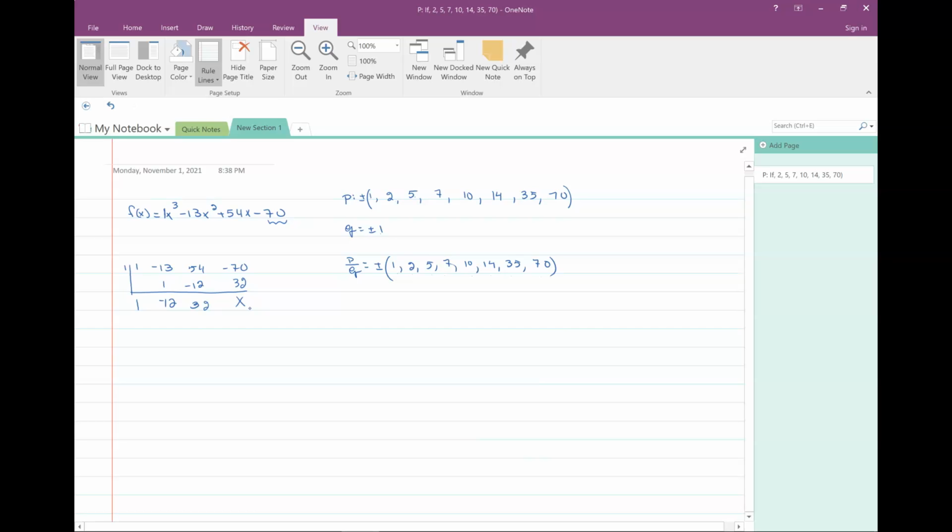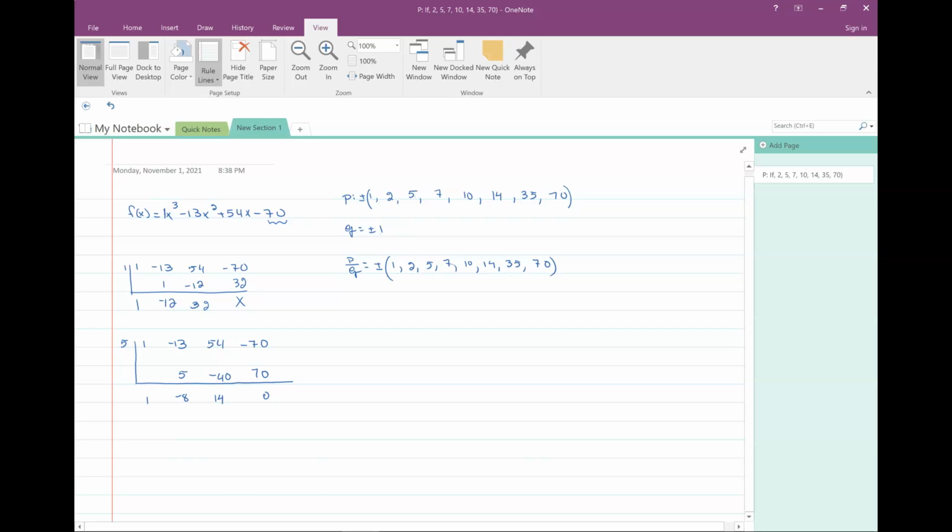So then you have to do negative 1, 2, negative 2, 5, and so on. Okay, so I kind of cheated, and I know that the one that works is 5, so we're going to do it with the 5. So it's 1, negative 13, 54, negative 70. So 1 comes down. 5, negative 8, negative 40, 14, 70, that gives you 0.